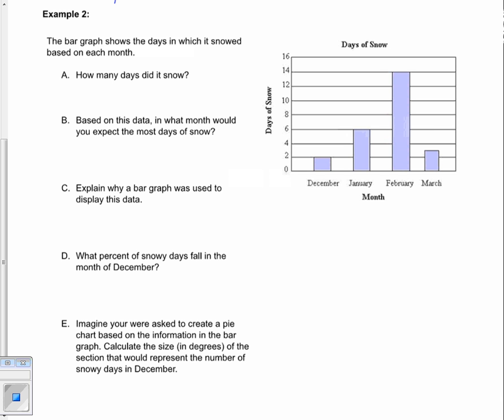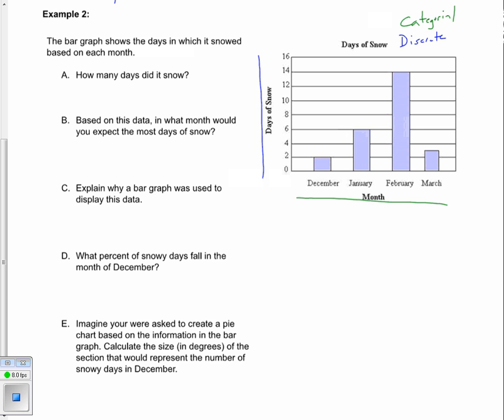So in example 2, we wanted to figure out the number of snow days that you get each month. Here we have a vertical bar chart, and vertical bar charts are really good for showing categorical data, which is represented on the horizontal axis, as well as discrete data, which is represented by the vertical axis.